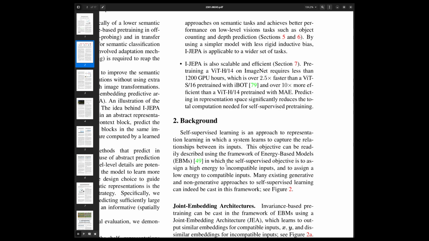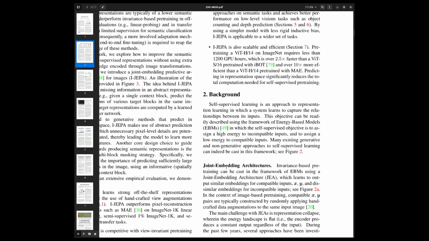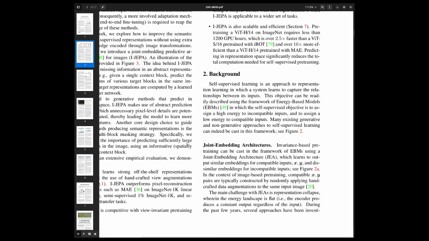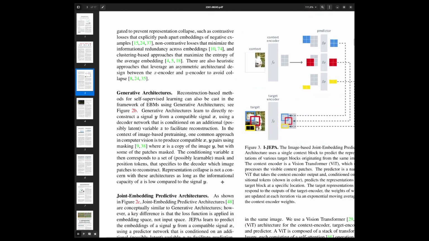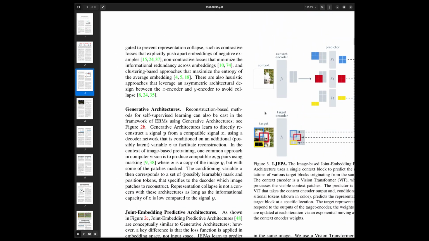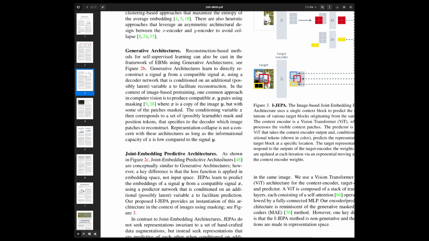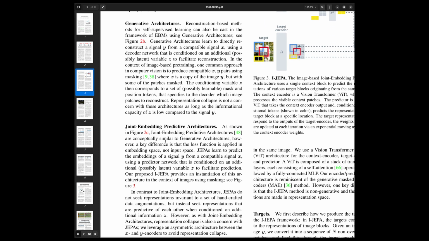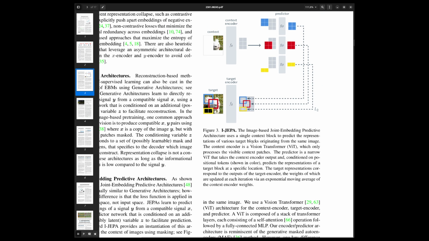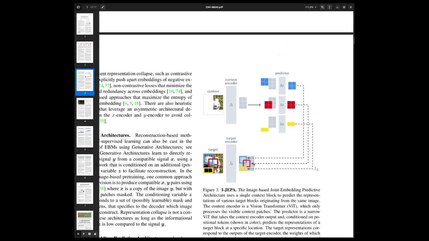Do we need to read the background though? What do you think? I don't think so. Maybe we can go very, very fast, because it's talking about joint embedding self-supervised learning approaches, the architecture. So this is DINO, BYOL, etc. Then generative architectures, and then they talk about their approaches. So we can skip this part, I guess. Okay, so here we have figure 3.